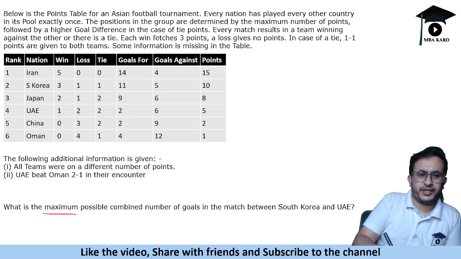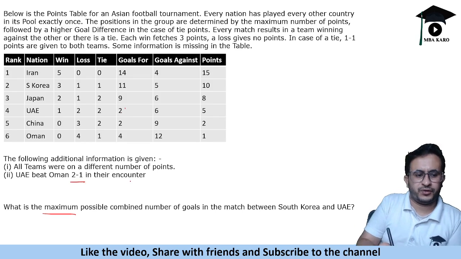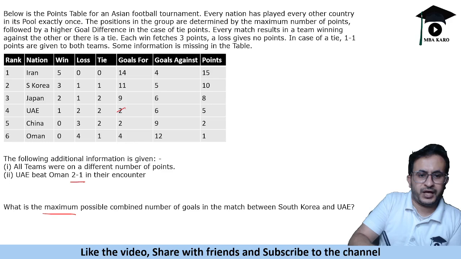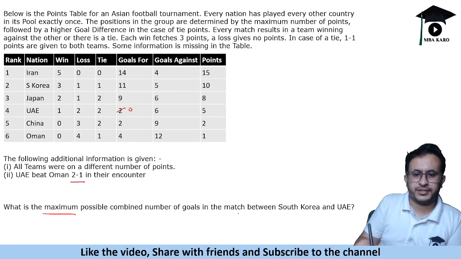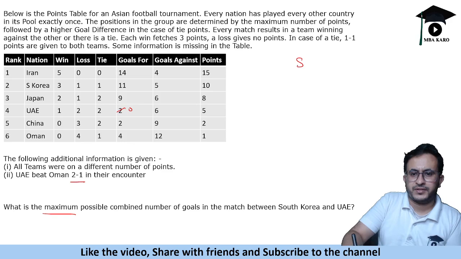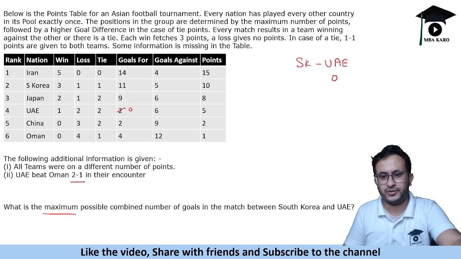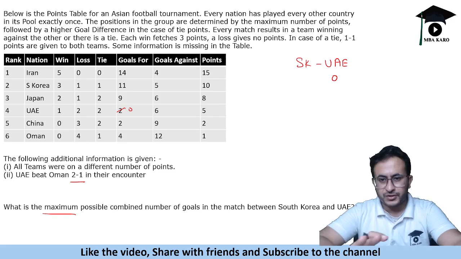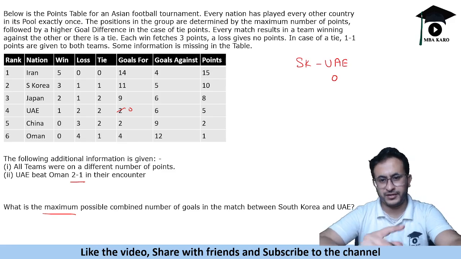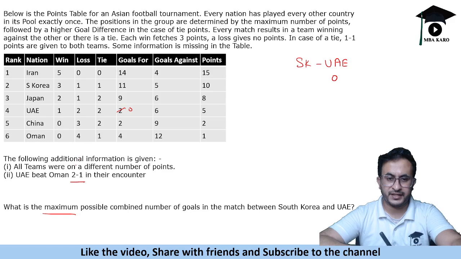Now see, UAE scored 2 goals, 2-1 in the encounter. So UAE has already scored 2 goals, so UAE's score against South Korea is 0. South Korea versus UAE the score is 0, isn't it? Because UAE has not scored any other goal. It has scored 2 goals, and that is against Oman.